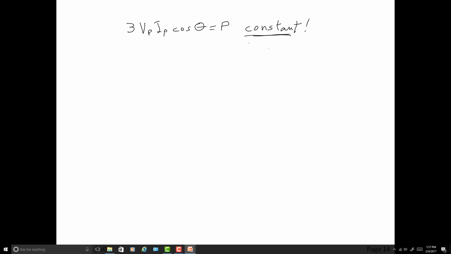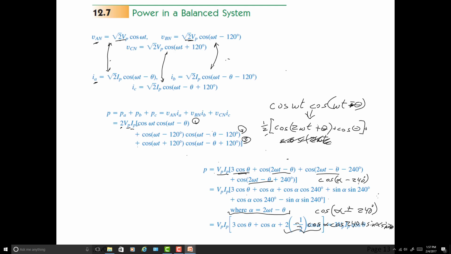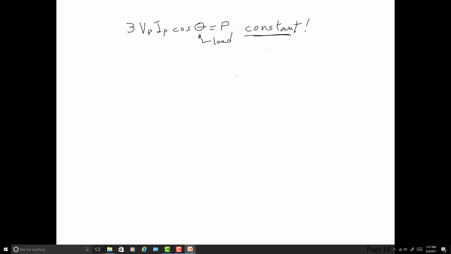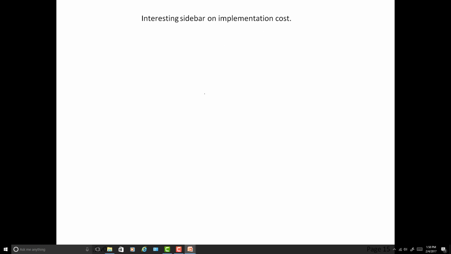It's a constant. And it's a constant as a function of the peak values and this theta, right? Theta is the result of a load, right? So everything is influenced, the source and the load, and you end up with a constant instantaneous power. This is very nice from a power company point of view. Okay, so this was the real power, the power delivered.